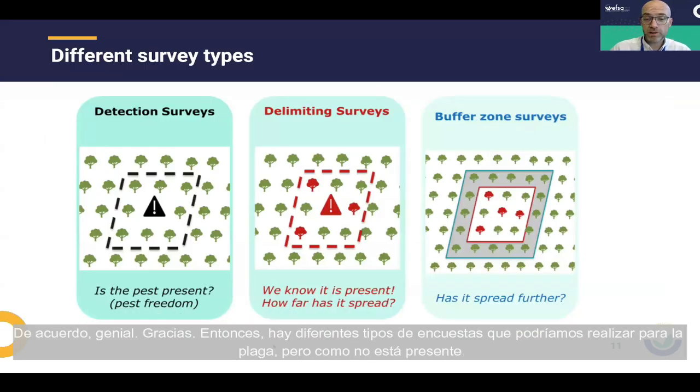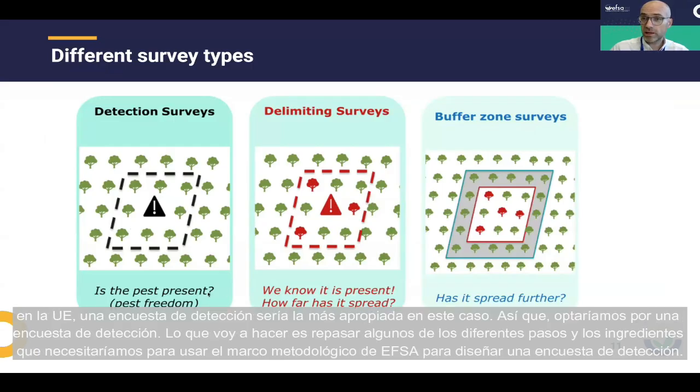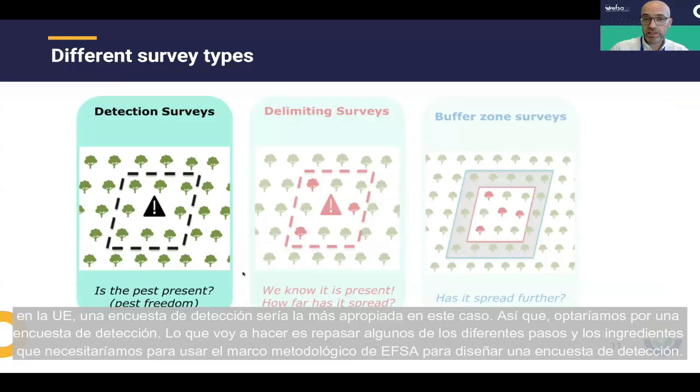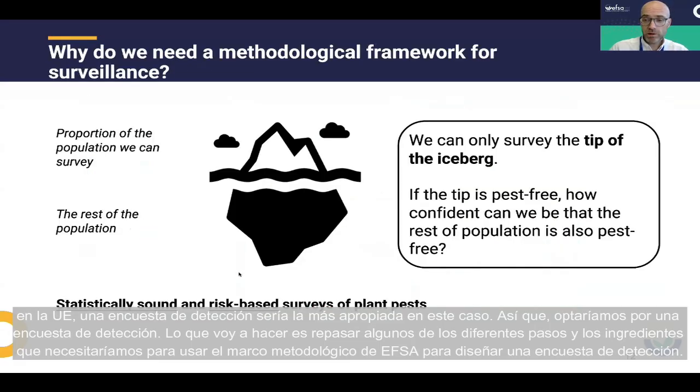Okay, great. Thank you. So there are different types of surveys that we could conduct for the pest, but as it's not present in the EU, a detection survey would be the most appropriate in this case. So we would go for a detection survey. What I'm going to do is go through some of the different steps and the kind of ingredients that we would need in order to use the EFSA methodological framework to design a detection survey.